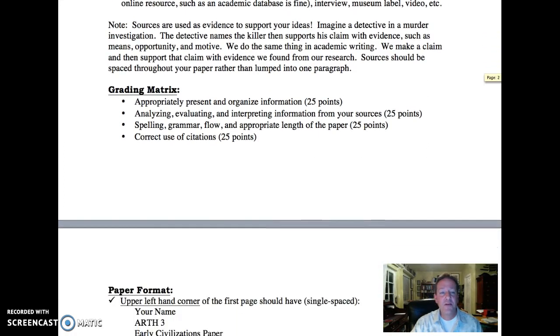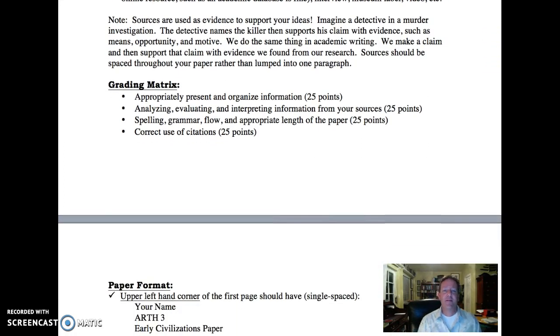And also, as a note, sources are to be used as evidence to support your ideas. Imagine a detective in a murder investigation. The detective names the killer, then supports his claim with evidence, means, opportunity, and motive. We do the exact same thing with academic writing. We make a claim and then support that claim with evidence we found from our research.